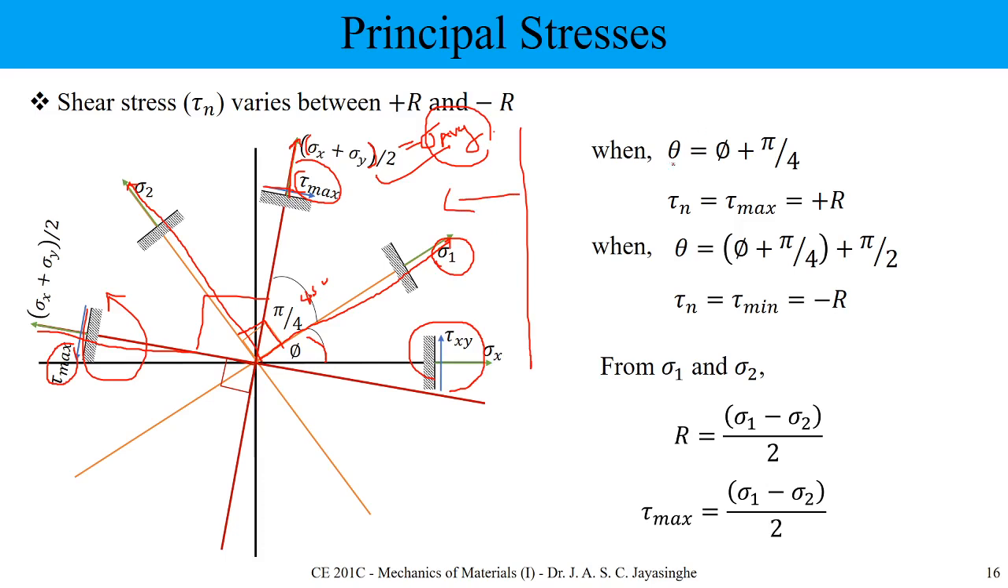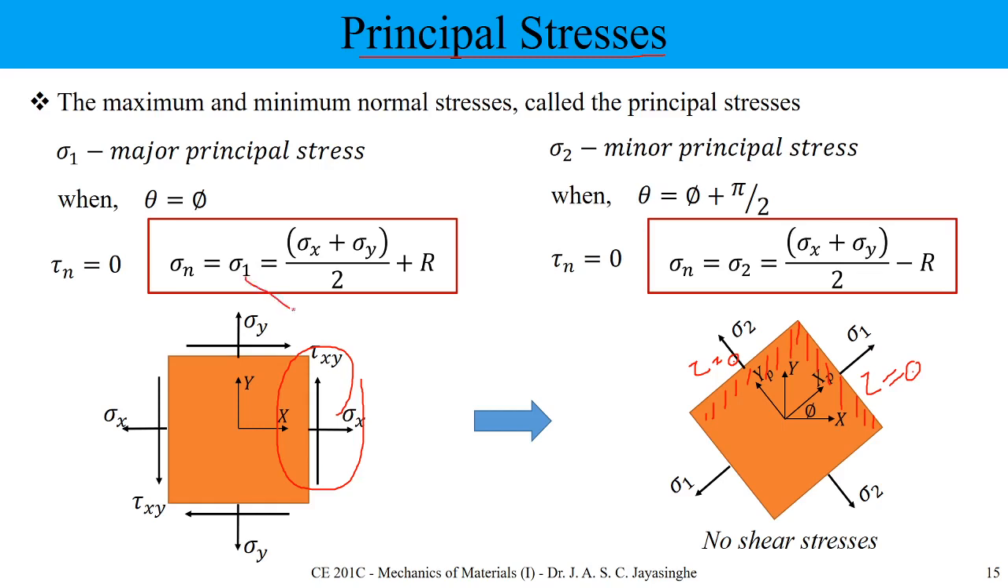So when theta equals this much, you can see tau max, and that's equal to positive r. And at theta plus another 90, you can see minus r. This is a minimum, but the values are the same, r. Another thing you can take out from this: if you add these two equations, what's going to happen? Check it. Actually, rather than adding, I'm going to subtract, sigma 1 minus sigma 2. Then we can see it equals 2r.